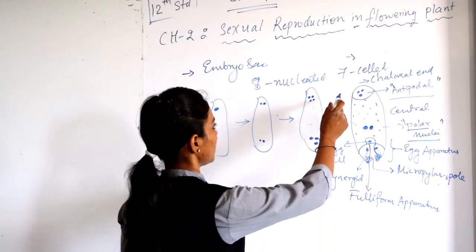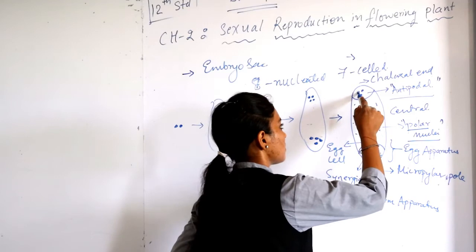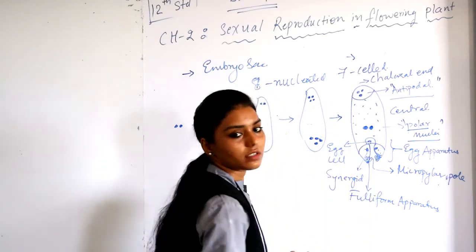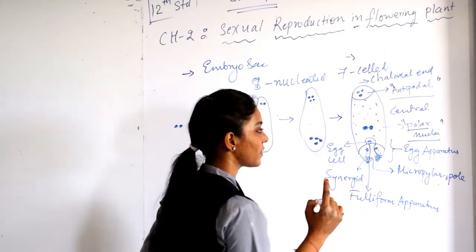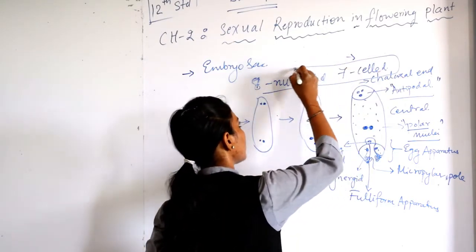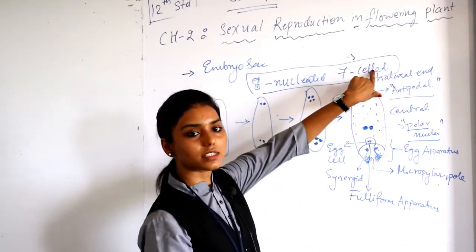Now I have told something about 7 cells. So 7 cells are counted like this. These are 3, 4, 5, 6 and 7. Okay. These polar nuclei are considered as 1 cell because they are not separated by a wall. So we can say that this particular writing that I have written, that is 8 nucleated and 7 cell, is being proven.